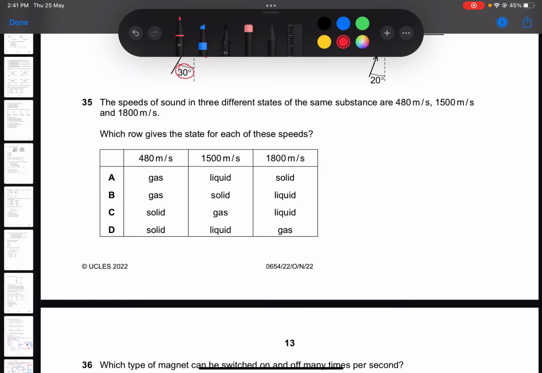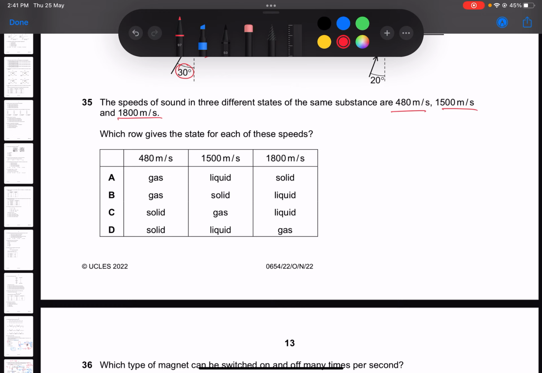Question 35. The speeds of sound in three different states of the same substance are 480, 1500, and 1800 meters per second. Well, a certain substance, let's say. Which row will give you the state of each of these speeds?